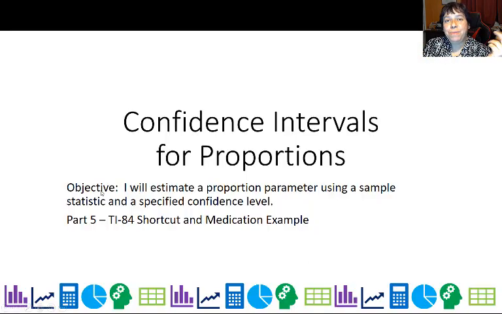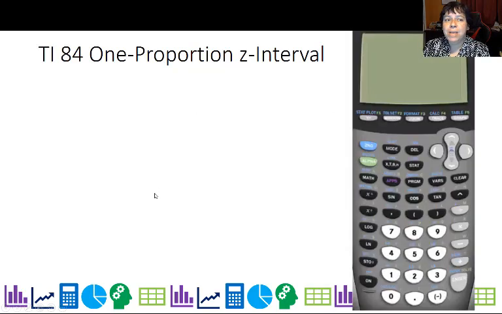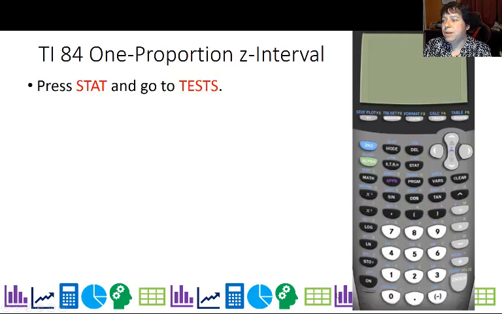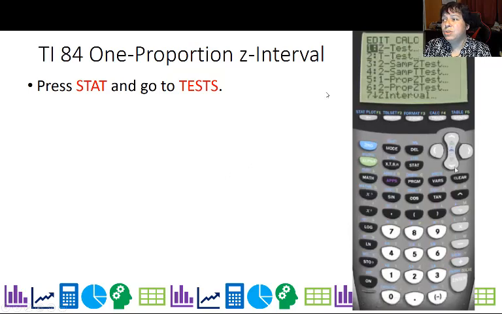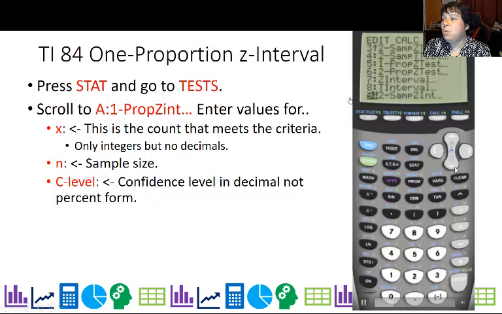Now you know we've gone over this confidence interval thing, and as with many things in statistics, there is a shortcut on your calculator. I'm going to show you the shortcut for the TI-84 since that's what we have in the classroom. On the TI-84, it's called the one prop Z interval. So you're going to press stat and go to tests, just like we've been doing. Well, this is new. We haven't really been using tests too much. And then you're going to scroll to A, which is the one prop Z interval right there.